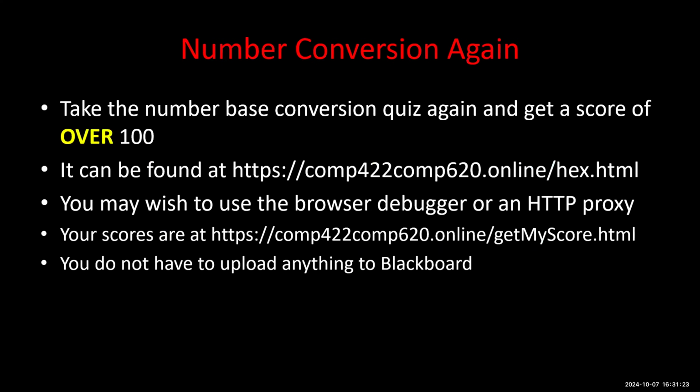There's another assignment, just to keep you from getting bored. This time you have to do the number-based conversion thing again, but this time you need to cheat. You need to get a score of over 100, which the program in the browser tries to prevent you from doing, but don't let that stop you. There are ways you can do this. You might want to think about using the browser debugger or an HTTP proxy. I'll talk a little bit about that today.